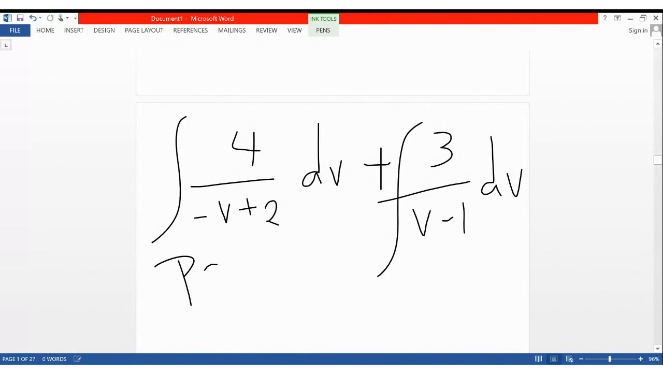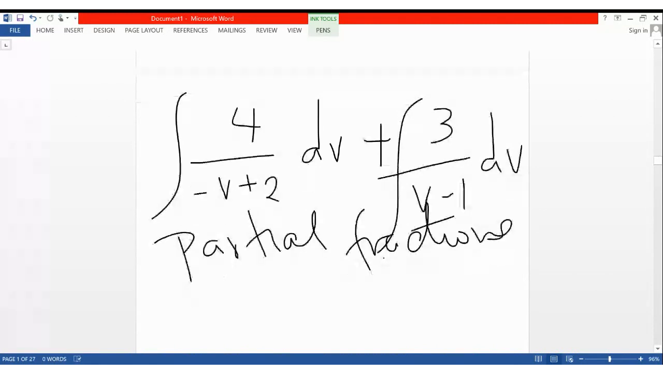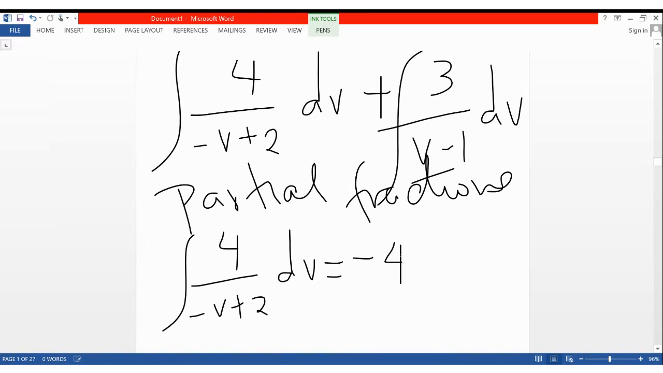On the integration of that one, it is easy. The first one here, I can remove the negative outside so that you can see it clearly. So I'll do each term: 4 over negative v plus 2 dv is the same as, removing the negative outside with the 4, then I remain with 1 over v minus 2. I'm making it easier for you, so I've factorized the negative outside.